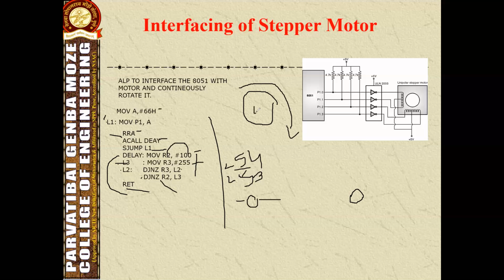We have to rotate this motor right by using this rotate right instruction on whatever value is present in the accumulator. So these are the step sequences we have given. At some particular angle the motor will start to rotate. So this is the simple program. Let's see further.